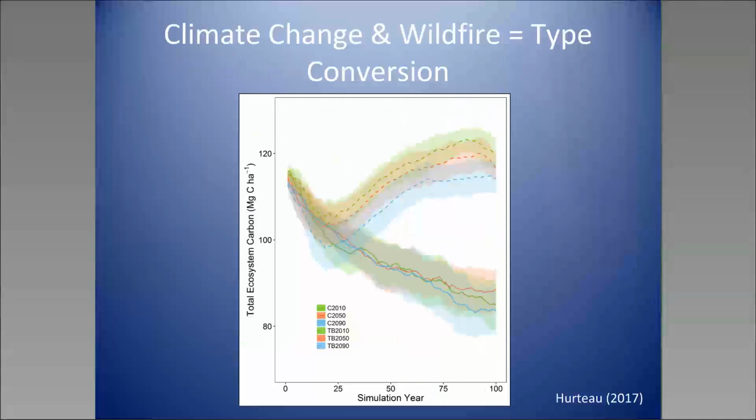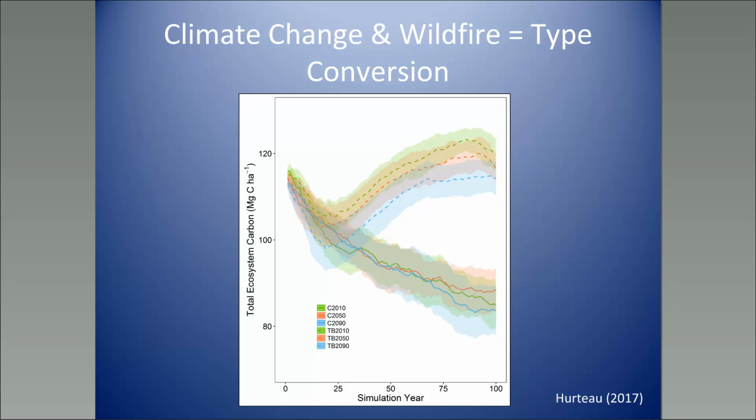So what I've got here is a figure of total ecosystem carbon. The dashed lines are the thinning and burning scenarios, and the solid lines are the no management scenario. The green areas are early century climate, the red or orangey color are mid-century, and the blue is late century. And then the lines are mean values from replicate simulations, and the shaded areas are the 95% confidence intervals.